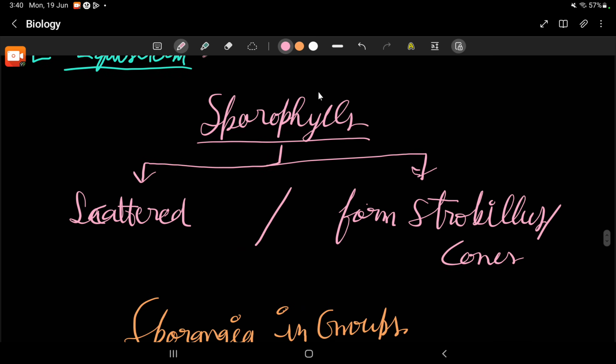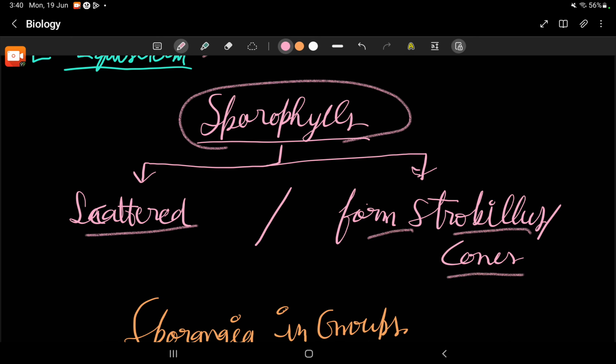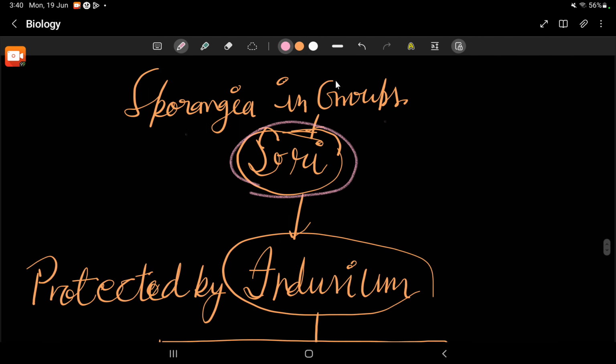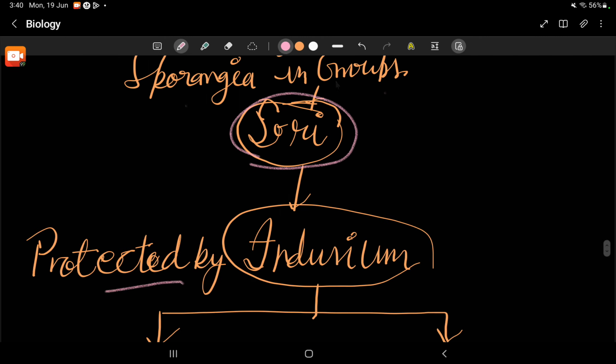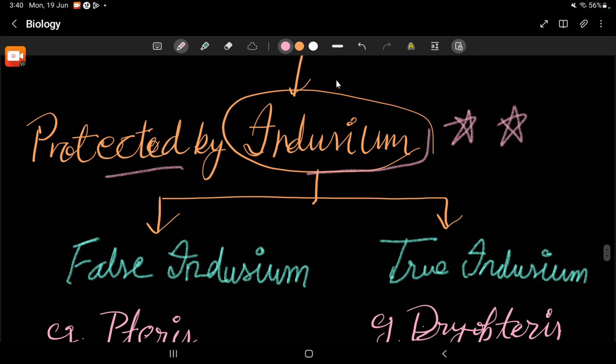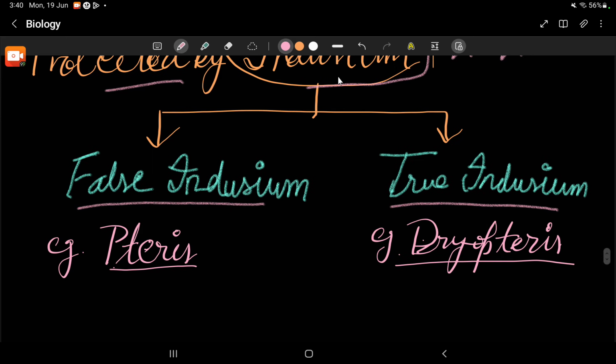Next, sporophylls may be scattered all over the plant or form a strobilus or cone. Sporangia in groups are called sori, and these sori are protected by indusium, and this is again very important. There are two types of indusium, false indusium and true indusium. Example of false indusium is Pteris, while example of true indusium is Dryopteris.